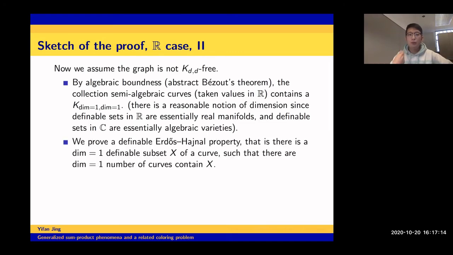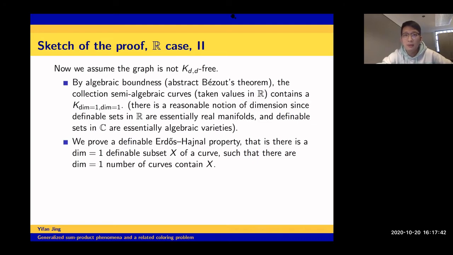And then we also use a definable Erdős–Chanakya property. That is, here we have a large KDD, and then we can find a curve, a fixed dimension 1 interval of a curve, and then we can prove that there are infinitely many curves that contain the same intervals in some sense, and these infinitely many have dimension 1.